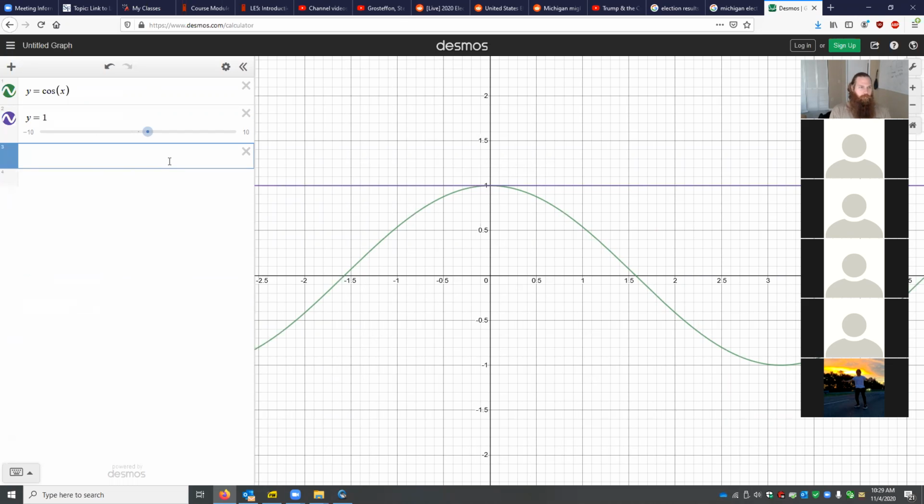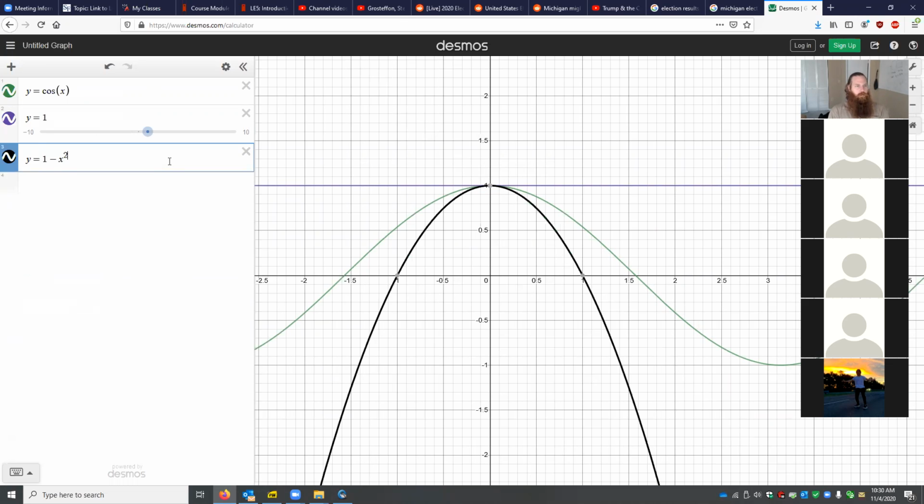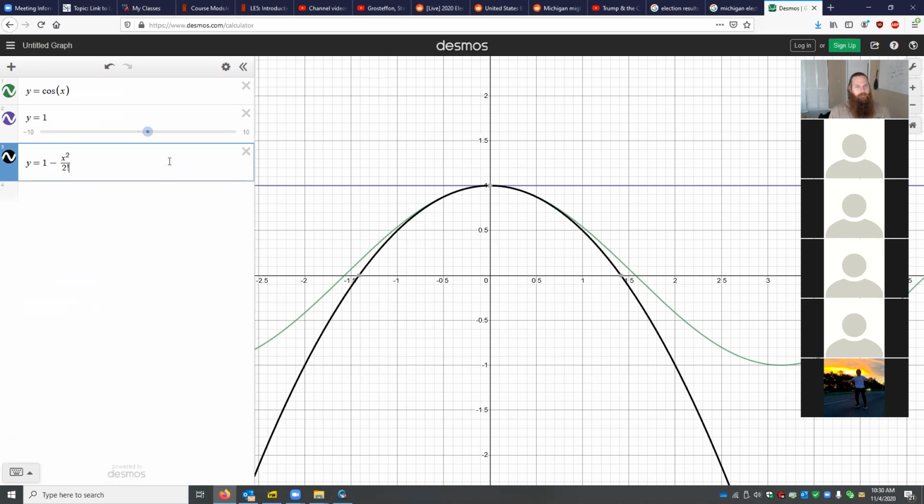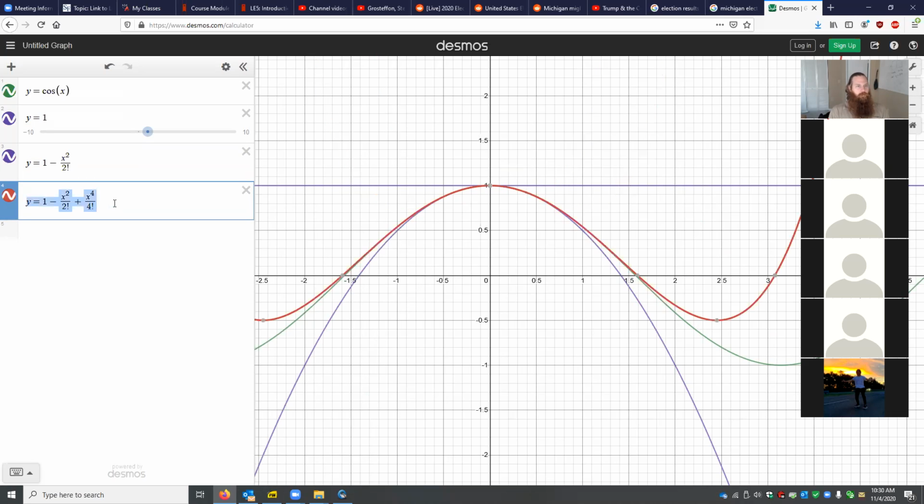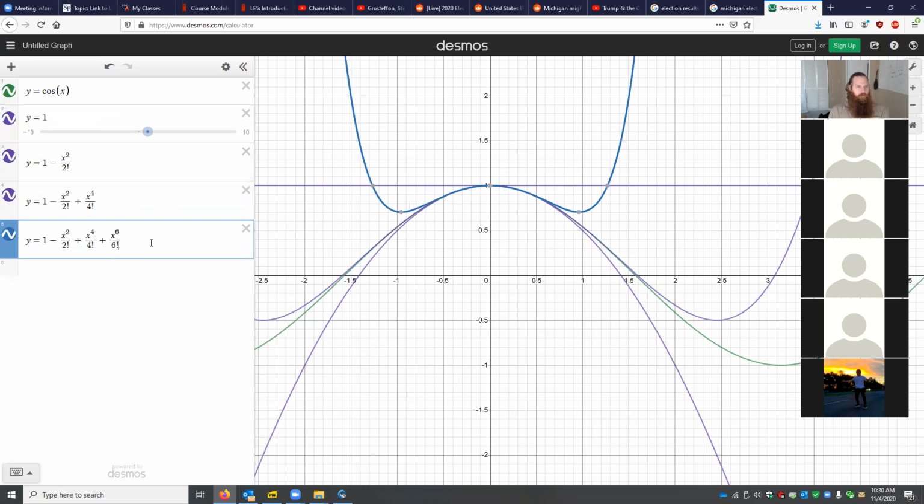My first partial sum, or the 0th partial sum, was just 1. And then the next partial sum was 1 minus x squared over 2 factorial. Then the next one was 1 minus x squared over 2 factorial plus x to the 4 over 4 factorial. And then the next one was this plus x to the 6 over 6 factorial.